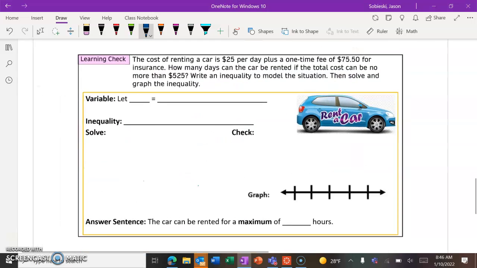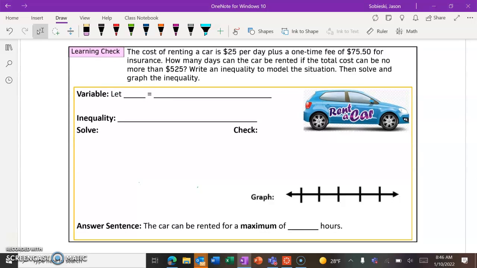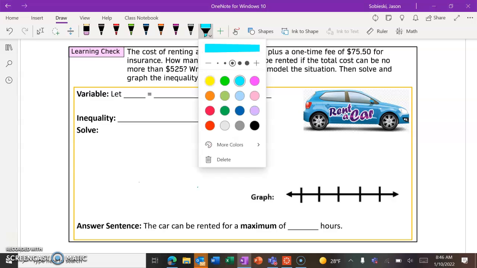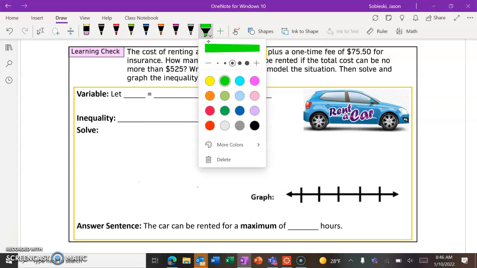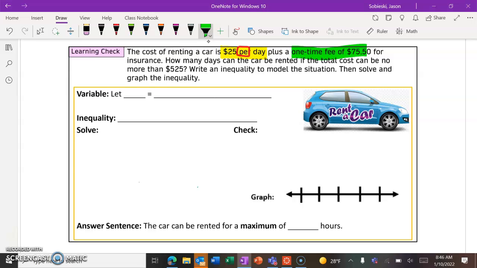All right, our final one that we're going to have you take the lead on is our learning check. So there's a car that we're renting for $25 per day. So there's $25. I see the per word. That tells us this is going to be our multiplying number, plus a one-time fee of $75 for the insurance. How many days can the car be rented?